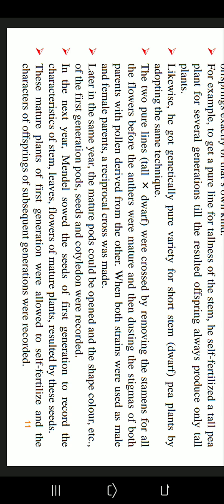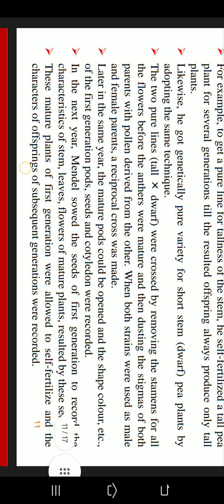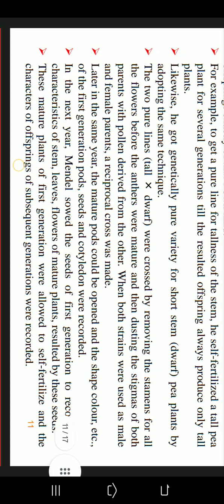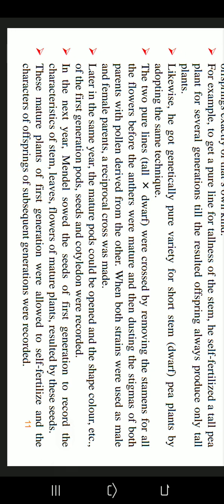Later in the same year, the mature pods could be opened and the shape, color, etc. of the first generation pods, seeds and cotyledon were recorded. In the next year, Mendel sowed the seeds of the first generation to record the characteristics of stem, leaves, and flowers of the mature plants resulting from these seeds. These mature plants of the first generation were allowed to self-fertilize, and the characters of offspring of subsequent generations were recorded.